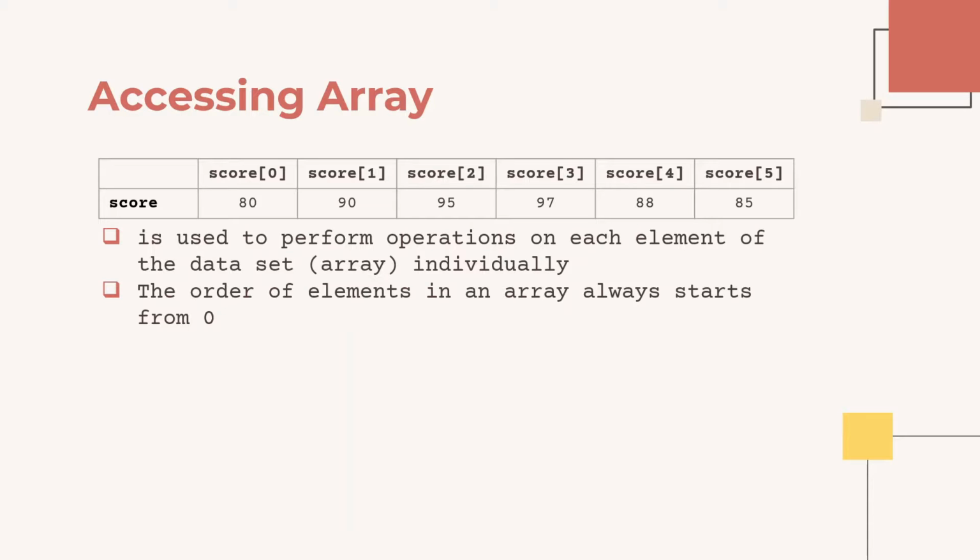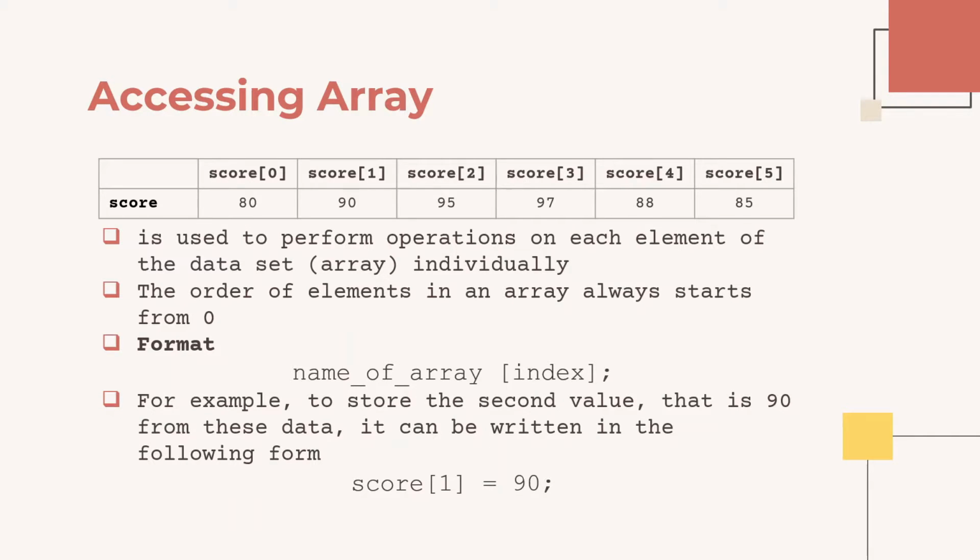So this is score[0], score[1], score[2], and so on. So if we create an array with 6 elements, then index 0 is used to fill in the value of the first element. And the format of accessing an array is defined as the name of the array and then the index. For example, to store the second value, that is 90, from this data, it can be written in the following form: score[1] equals 90.